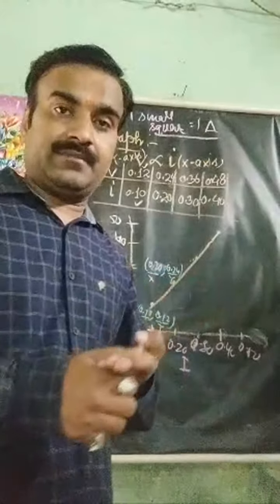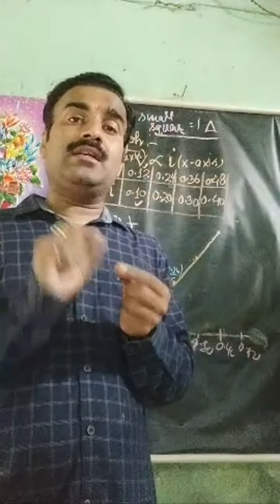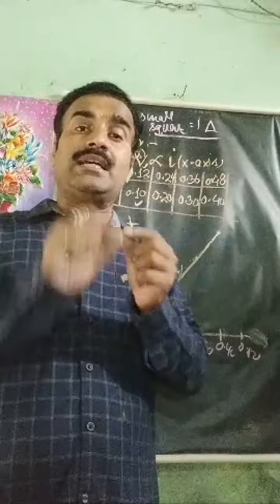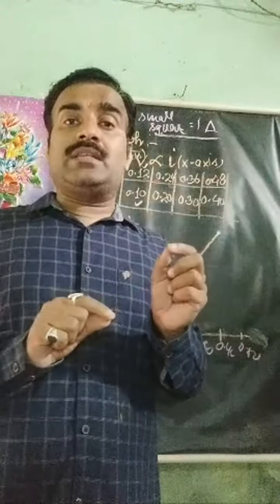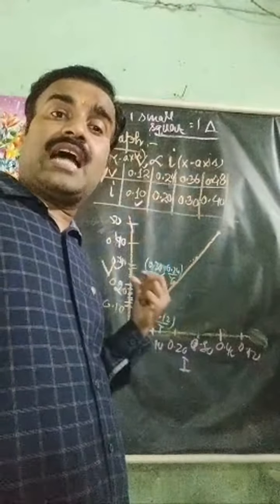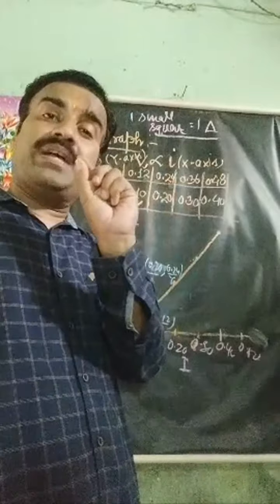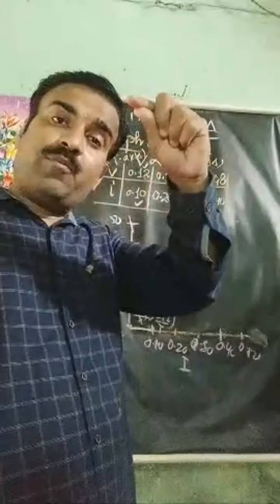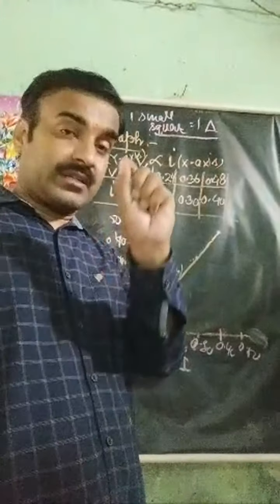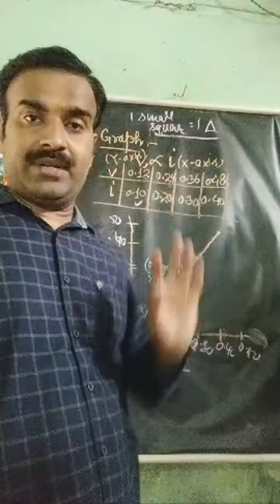Now fourth thing, whenever you are going to draw the graph, your pencil must be sharp. It should not be thicker. If it is thicker, because in the graph paper the squares are very small, one point may overlap the second point. So if you use a sharp pencil, you will get a perfect graph.